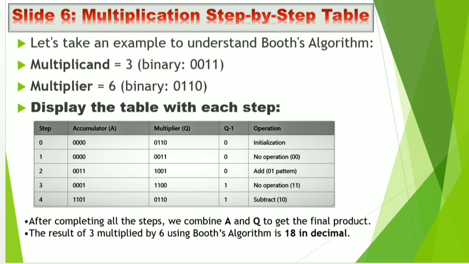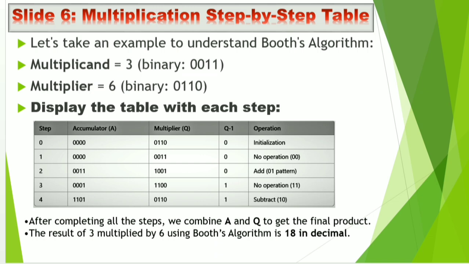Step by step explanation. 1. Initialization: accumulator 0000, and then Q, the multiplier, 0110. Then Q minus 1, the previous bit, is equal to 0, and multiplicand 0011. Here A is initially set to 0.